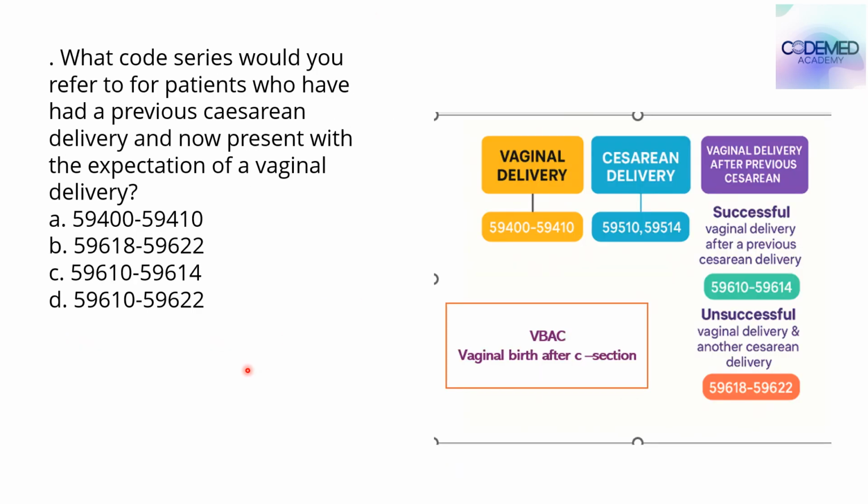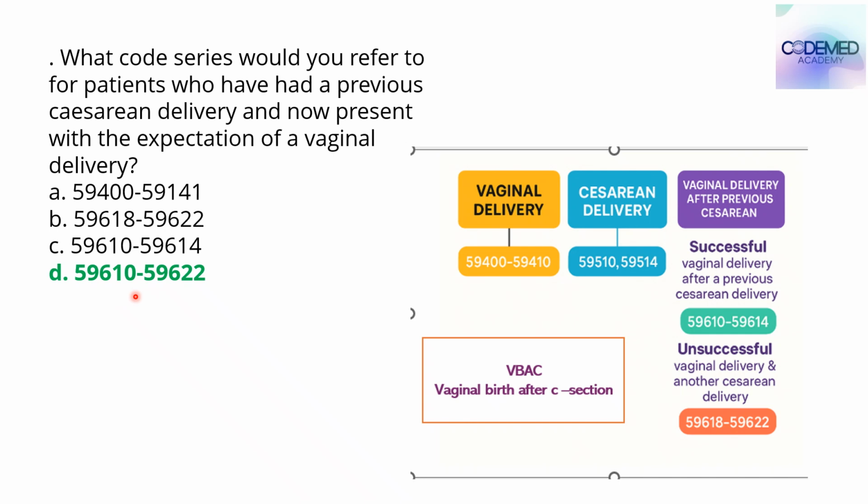So let us look at the next question. What code series would you refer to for patients who have had a previous cesarean delivery and now present with the expectation of vaginal delivery? Go through this diagram, pretty easy for you to zero down the answer.